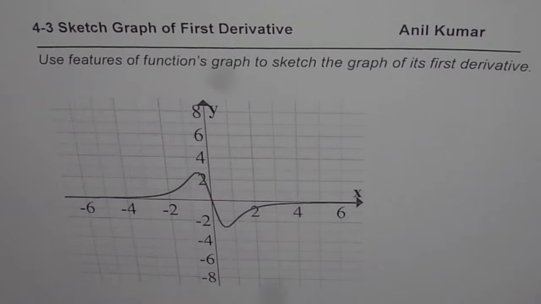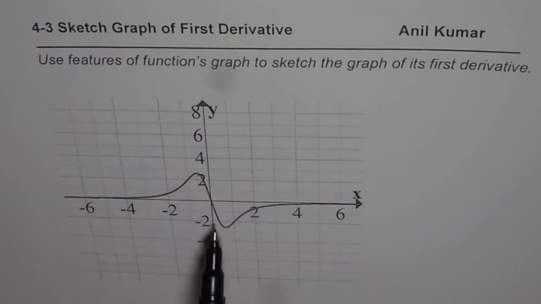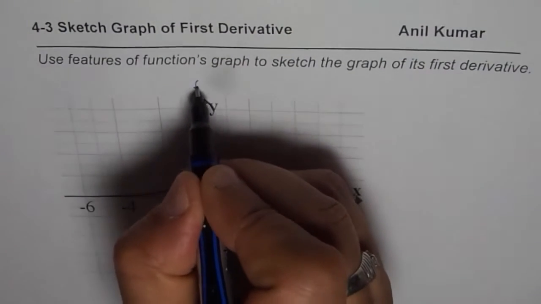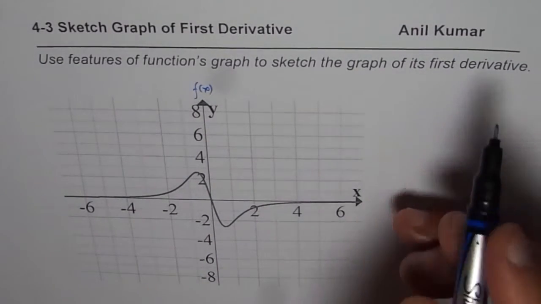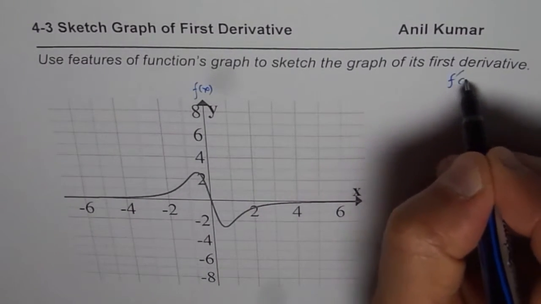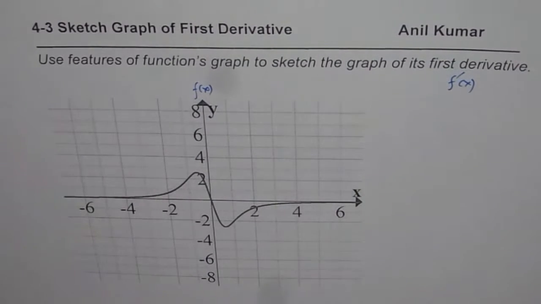Question is, use features of function's graph to sketch the graph of its first derivative. Now this is not an easy graph, it's kind of very complicated, but we are given the graph of a function f of x. So let's call this f of x, and now we need to sketch the graph of its derivative. That means f prime x, right? So how can we do that?